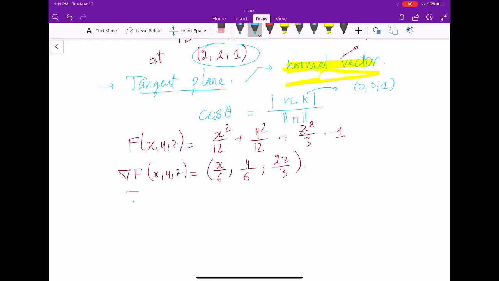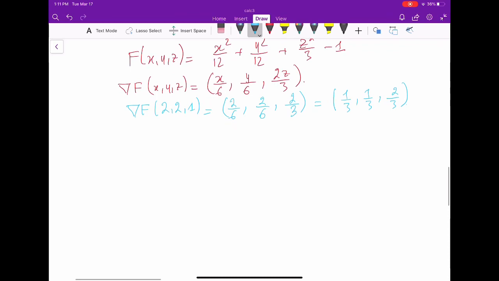So I have the gradient of F at (2, 2, 1). It's just 2 over 6, 2 over 6, and then 2 over 3. Let's simplify this: 1/3, 1/3, and then 2/3. All right, so we already have the normal vector.